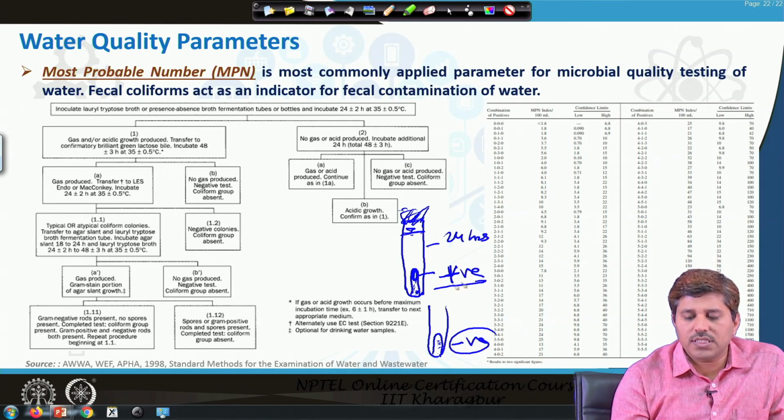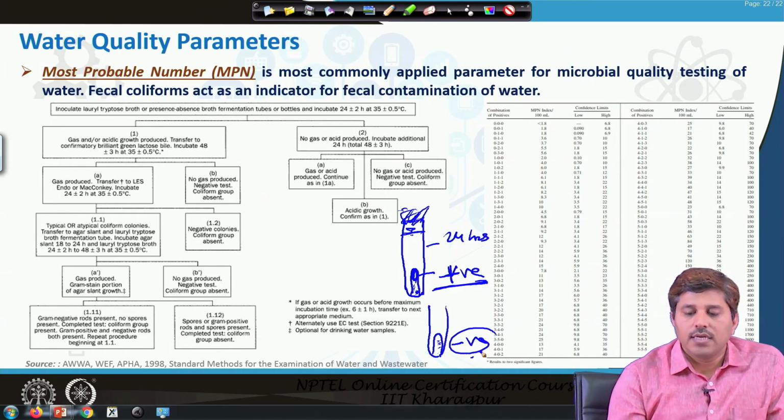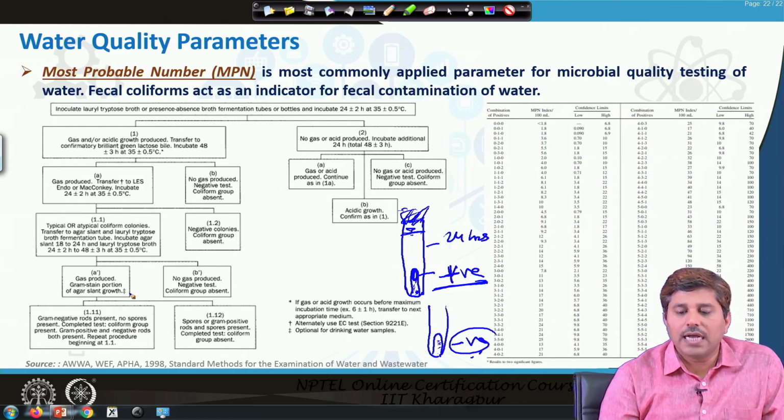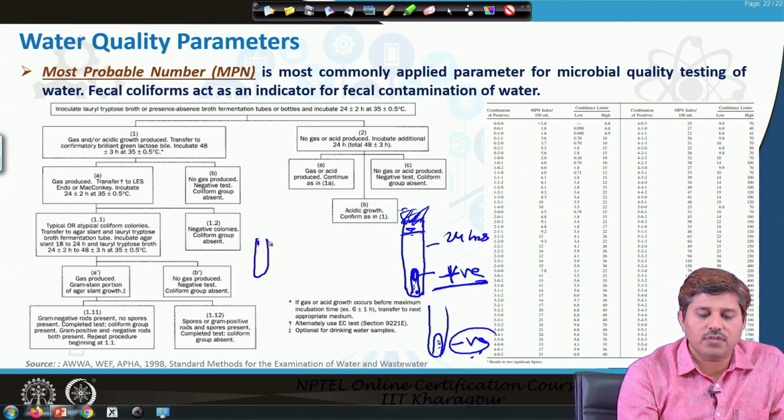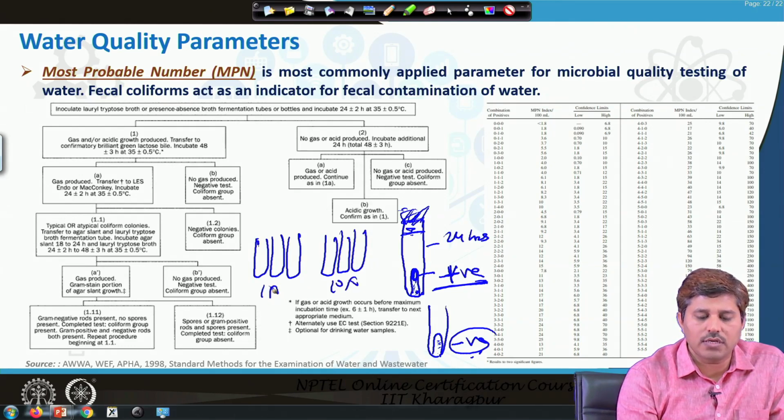So, positive test means there are microbes present, negative test means there are no microbes present. Now, we prepare 3 replicates of the different dilutions, and then we count the number of positives. For different dilutions, one set we prepare of 3 test tubes as it is, with no dilution, which is 1x. Another we prepare with 10 times dilution, which is 10x, and then one set with 100 times dilution, which is 100x.